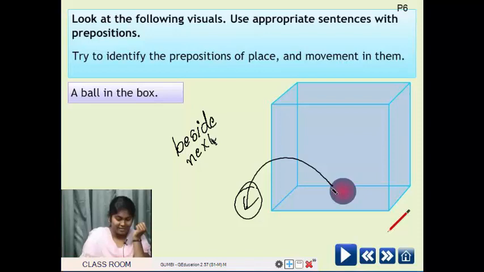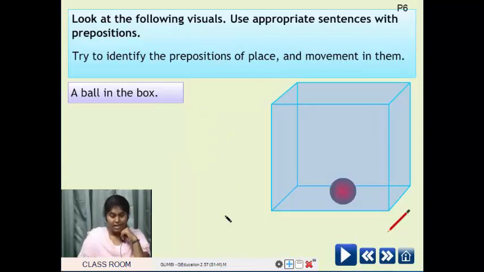See, so many words we are getting. The ball is next to the box. Prepositions, position of the object. Okay? Suppose I'll put this ball here. So the ball is, give me the word.